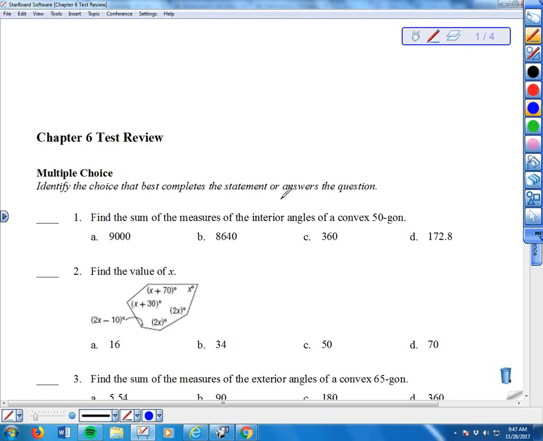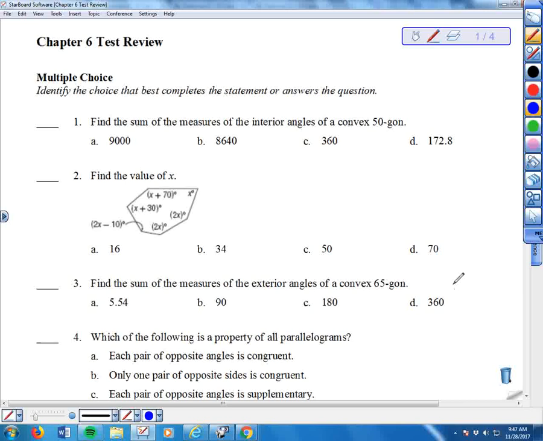First question. Find the sum of the measures of the interior angles of a convex 50-gon. So what's the formula to find the sum of the angles? (n minus 2) times 180, right. So we'll take 48 times 180. Anybody remember the answer? 8,640. Okay, get a different calculator.